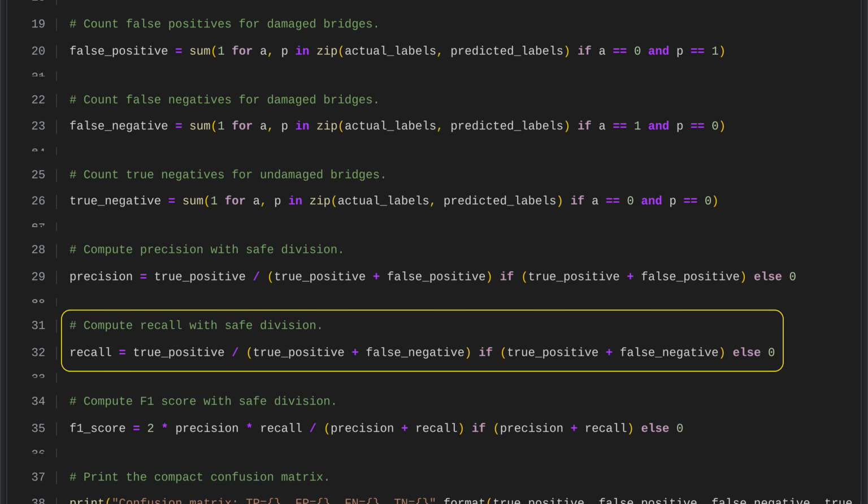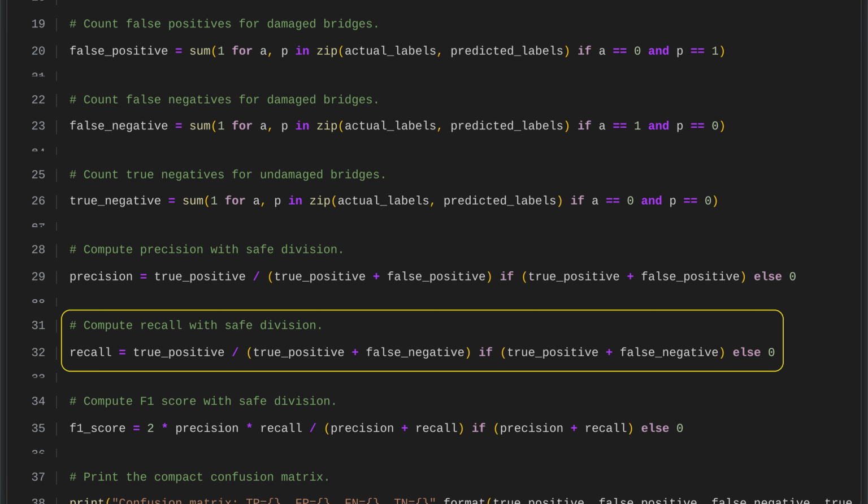Recall measures the share of actual positive cases that were correctly identified. It is calculated by dividing true positives by the total of true positives and false negatives. To avoid division by 0, the calculation sets recall to 0 when that total is 0, making the result safe and reliable.